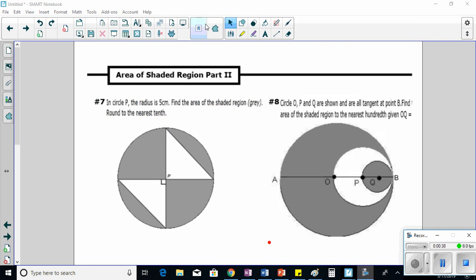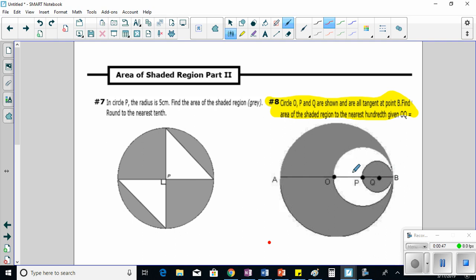For problem number 8, we're going to have to do a couple things. We got 3 parts going on here. We're going to find the area of this entire circle, and we're going to subtract the area of this white part, and then we're going to add the area of this little circle back into it.